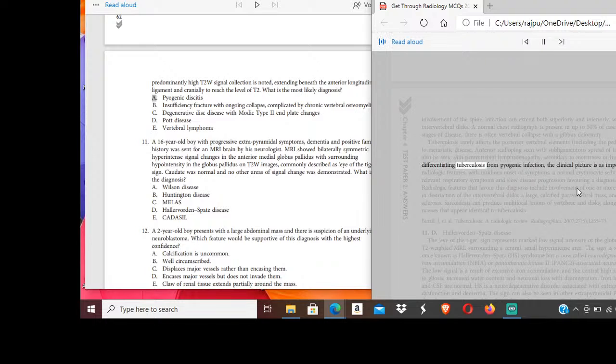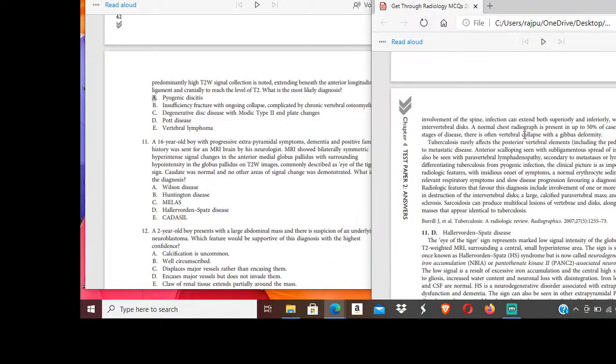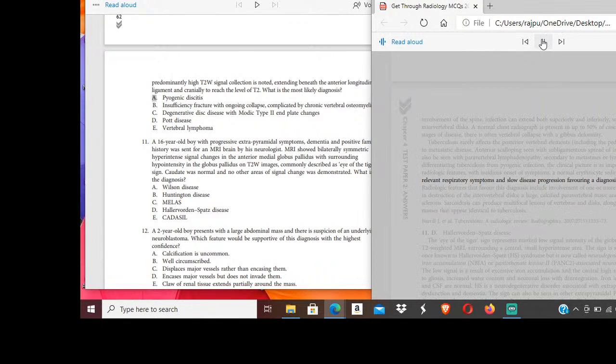In differentiating tuberculosis from pyogenic infection, the clinical picture is as important as the radiologic features, with insidious onset of symptoms, a normal erythrocyte sedimentation rate, relevant respiratory symptoms and slow disease progression favoring a diagnosis of tuberculosis. Radiologic features that favor this diagnosis include involvement of one or more segments, a delay in destruction of the intervertebral discs, a large, calcified paravertebral mass, and the absence of sclerosis. Sarcoidosis can produce multifocal lesions of vertebrae and discs, along with paraspinal masses that appear identical to tuberculosis.